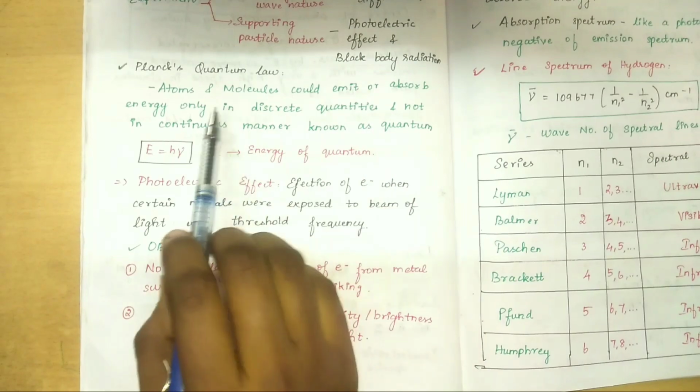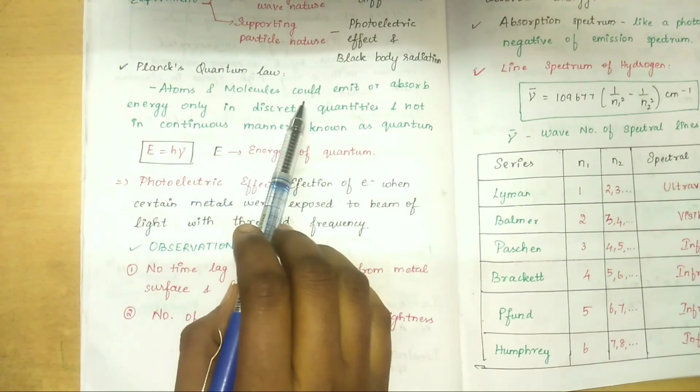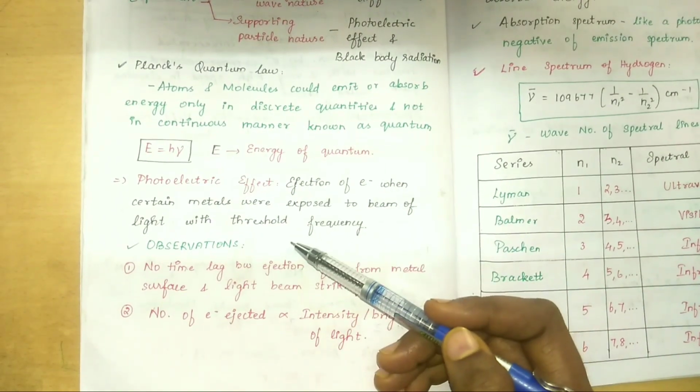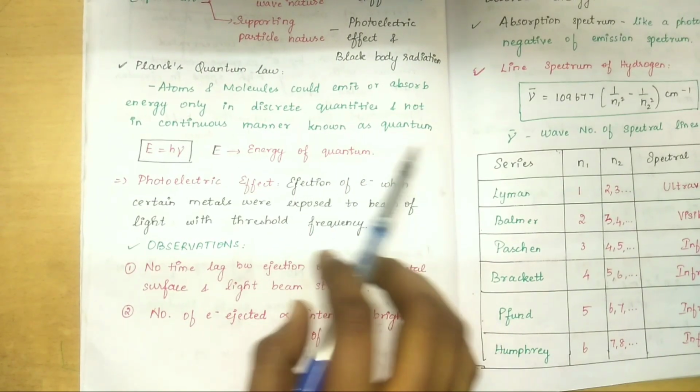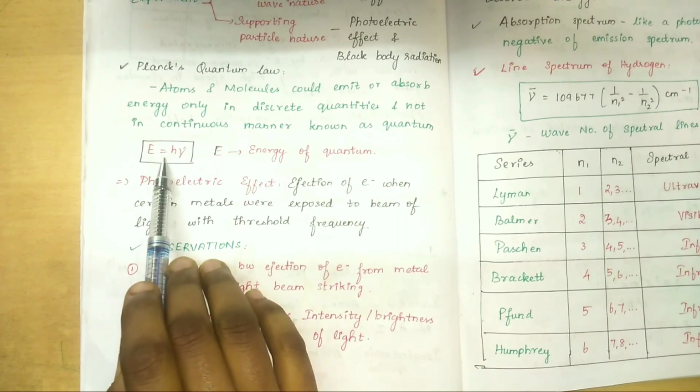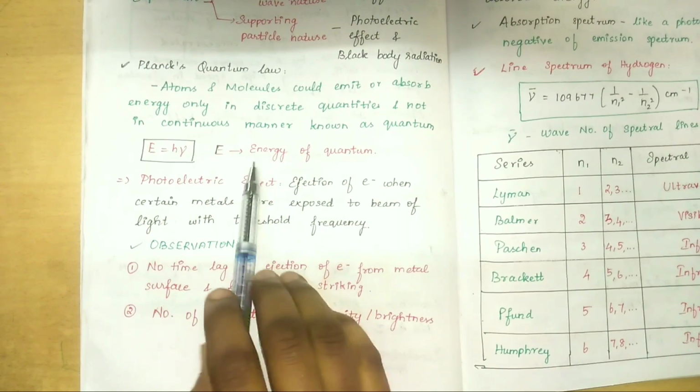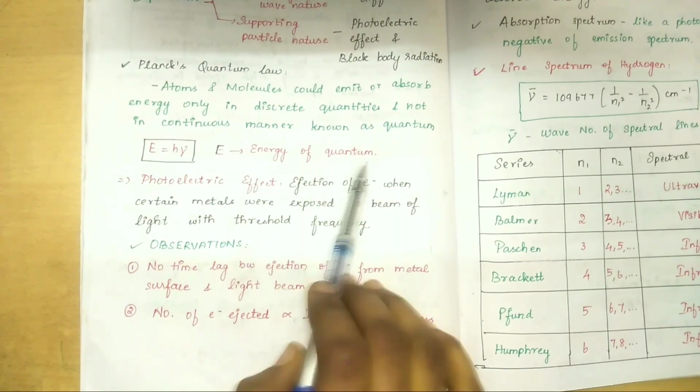Then Planck's quantum law. Atoms and molecules can emit or absorb energy only in discrete quantities and not in a continuous manner, known as quanta, and the energy is equal to h nu. Here E is the energy of the quantum.